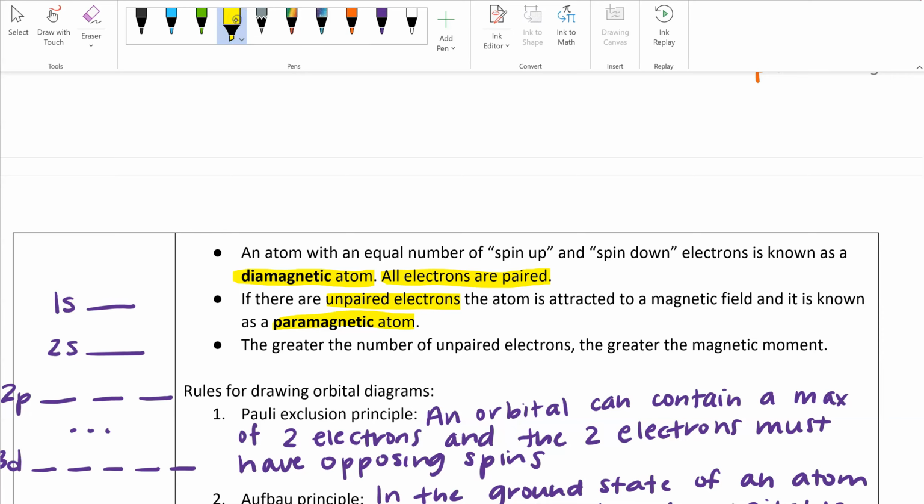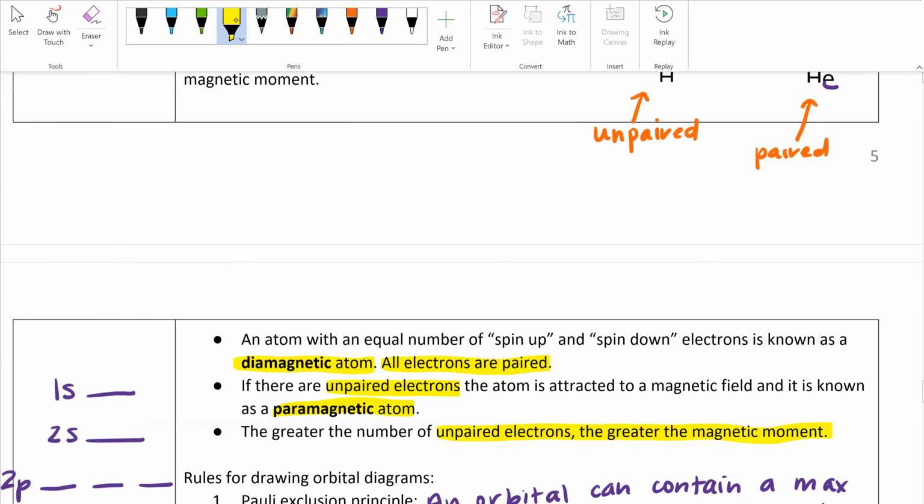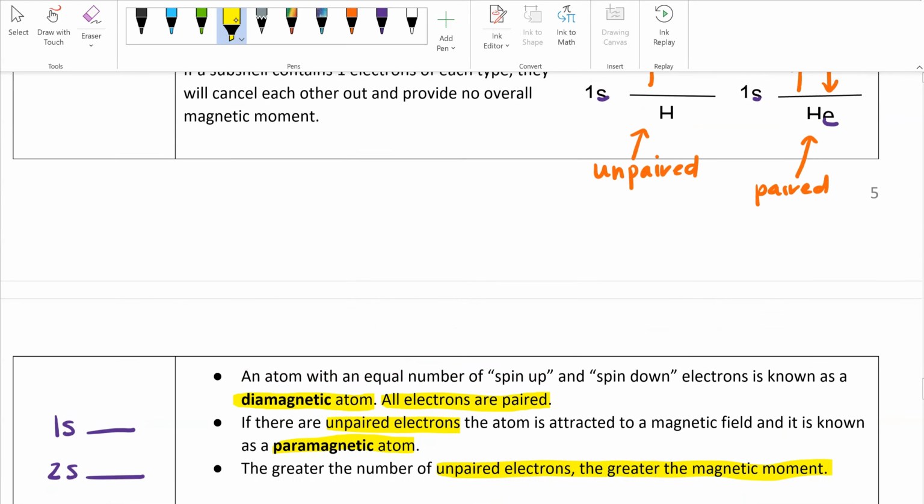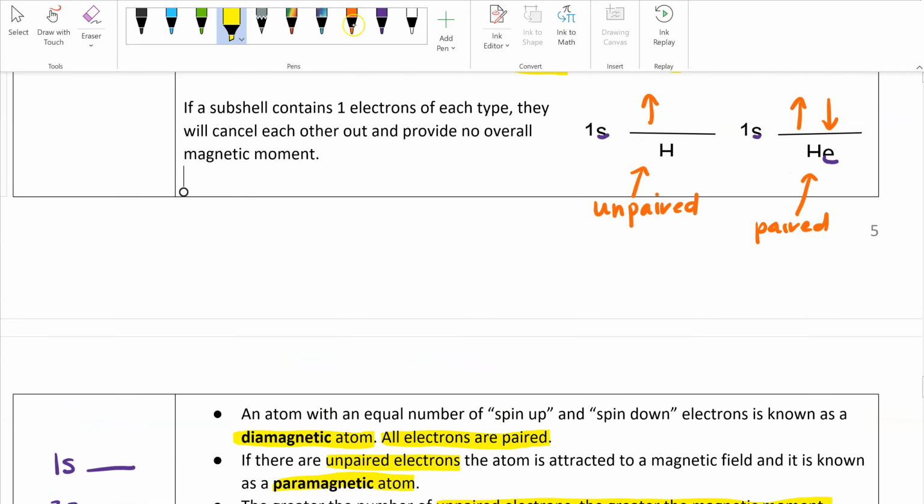The greater the number of unpaired electrons, the greater the magnetic moment. So we're going to be doing a lot of different orbital diagrams on this thing, and in each situation I'll let you know whether that atom would be diamagnetic or paramagnetic. But if we go back up here to hydrogen, hydrogen has an unpaired electron, so hydrogen is paramagnetic, which I'm just going to write paramag for the sake of time. And helium, because it has both of its electrons paired up, is diamagnetic.